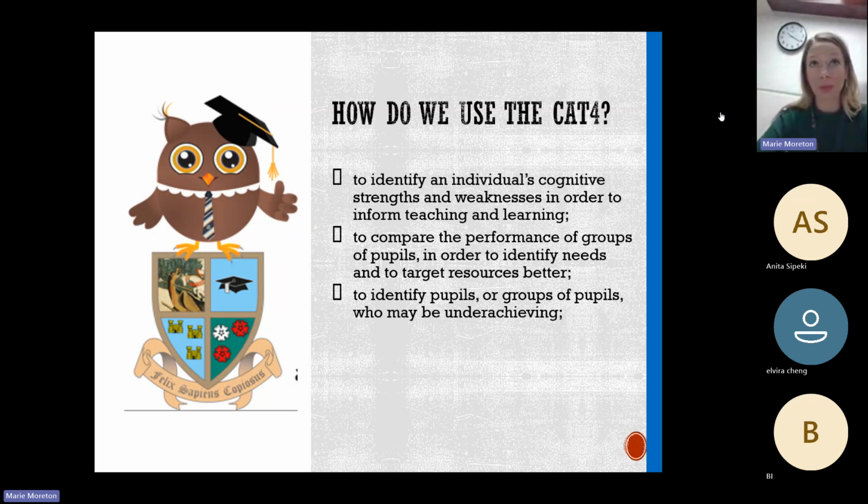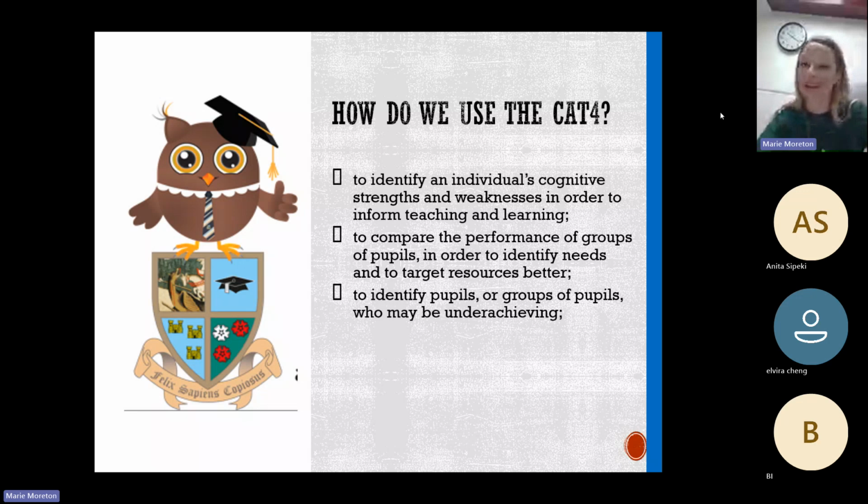For example, the CAT4 is a cognitive abilities test. So it kind of tells us what the child's potential is. If their potential is much higher than what they are actually achieving in their reading tests, for example, or their maths test, we can start to look at why that might be. What is it that is preventing the children from achieving their potential?